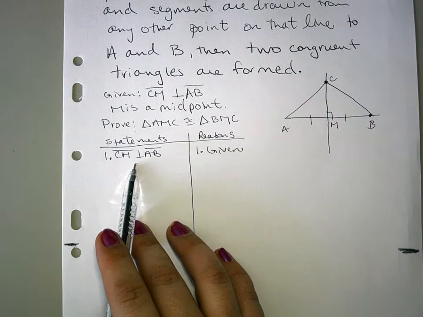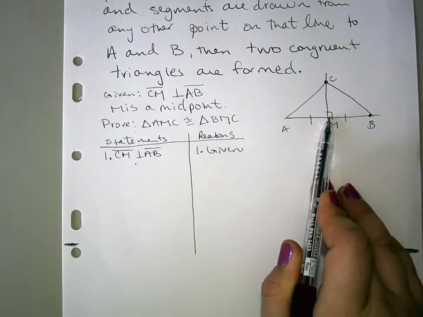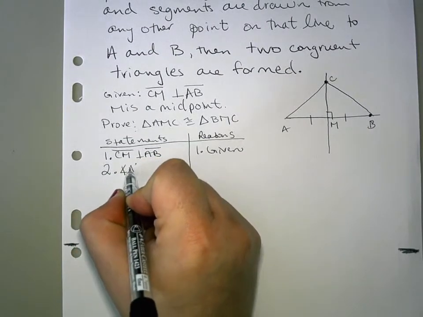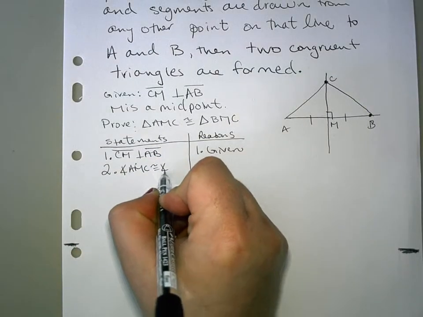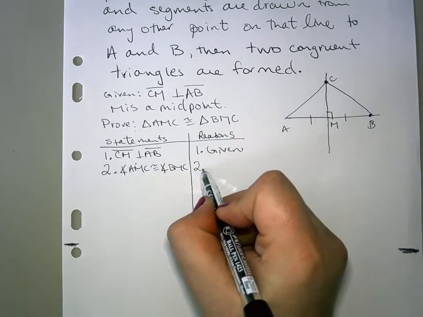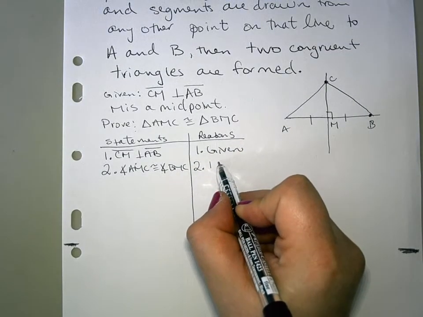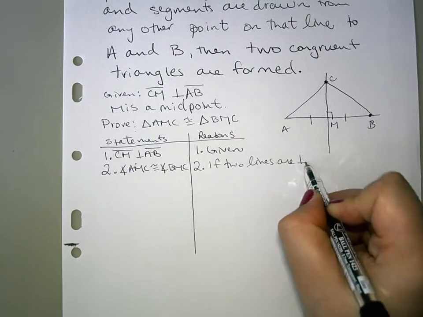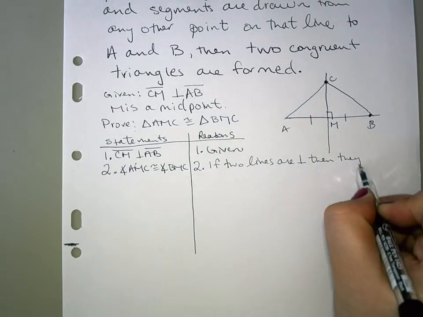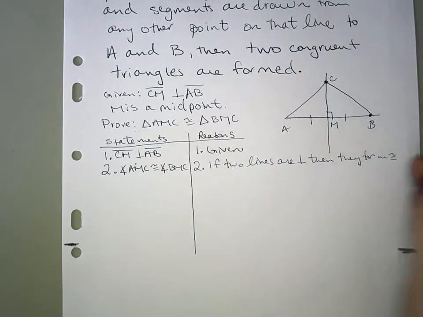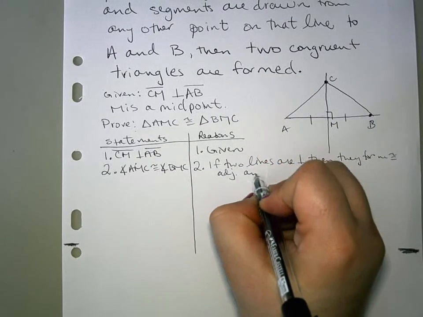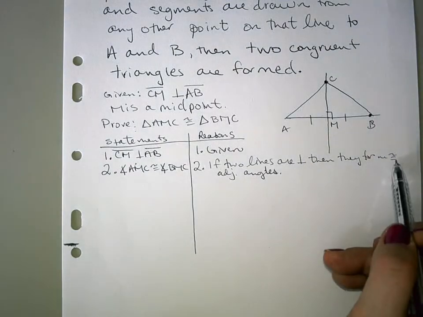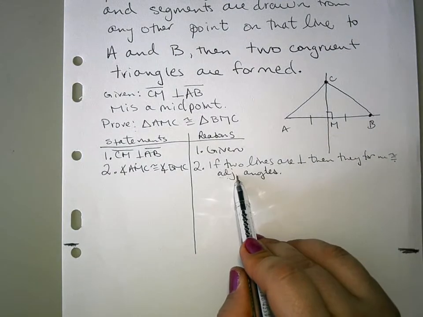So here we have that this is a right angle, and we know that angle AMC will be congruent to angle BMC because if two lines are perpendicular, then they form congruent adjacent angles. So notice here that I'm using the symbol for perpendicular, I'm using the symbol for congruent, and I'm using the abbreviation for adjacent.